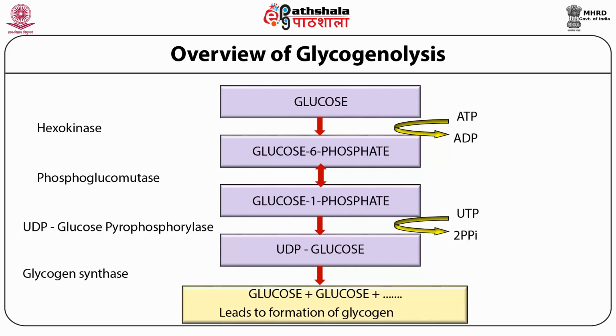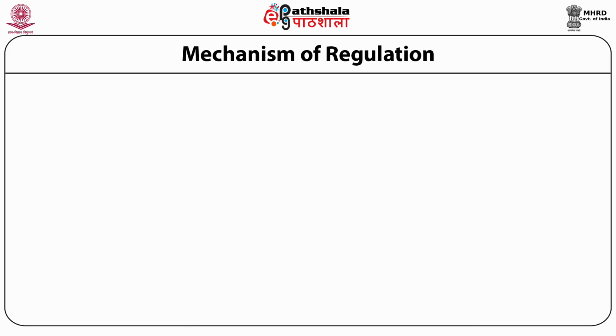Branching is catalyzed by a separate enzyme called the branching enzyme. It is also known as alpha-1,4 to 1,6 transglycosylase. Students may refer to Module 25, that of glycogenolysis, for further detail. So now let's focus on the mechanism of regulation. Regulation is important to avoid a futile cycle. That's why both glycogenesis and glycogenolysis pathways need to be tightly controlled.